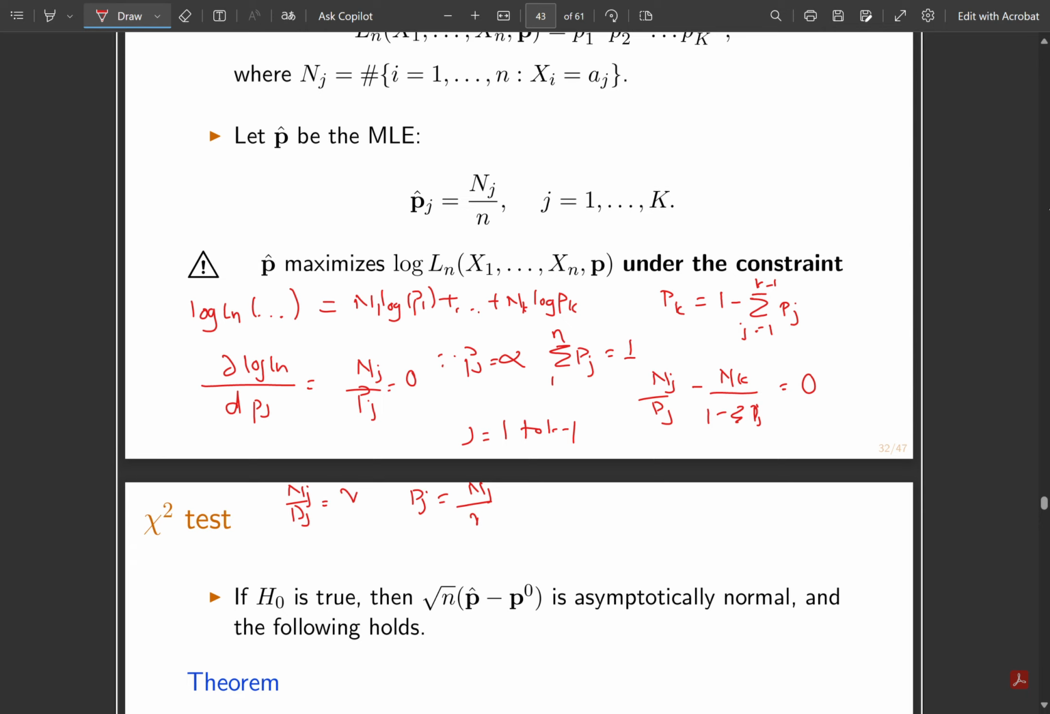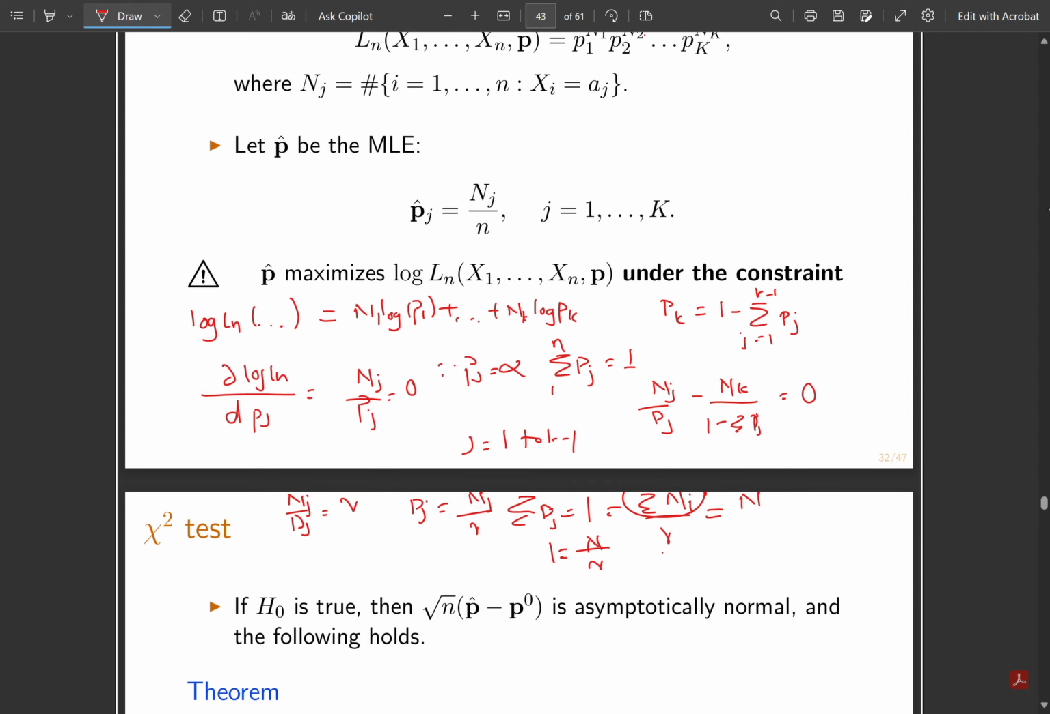Now we know that the sum of the pj is 1, therefore it is the same as taking the sum of nj over gamma, and the sum of all the nj is n. Therefore, 1 is equal to n divided by gamma. Therefore, n is equal to gamma. That's what we get now.